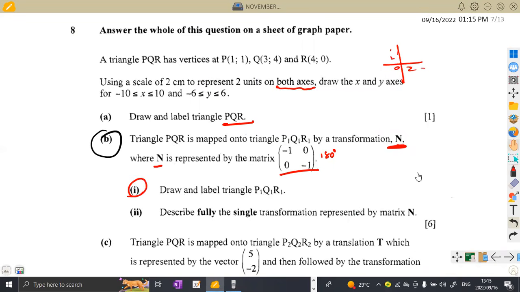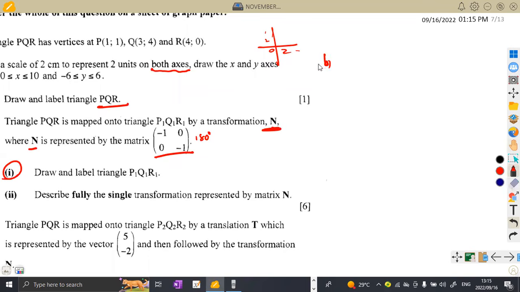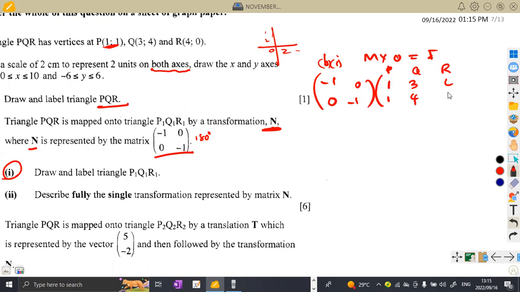Remember, guys, I told you whenever you're given a matrix, you are supposed to use this concept: matrix times object gives you the image. So the matrix is (-1, 0; 0, -1) times the object, which is PQR. You take the coordinates of P, Q and R and write them in matrix form. So P is (1, 1), Q is (3, 4), and R here is (4, 0). Okay, so that's it, guys. When multiplying, it's row by column.